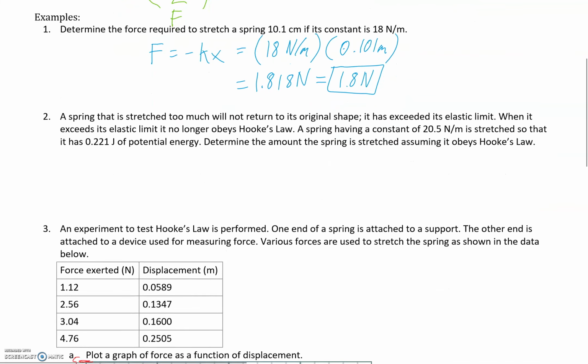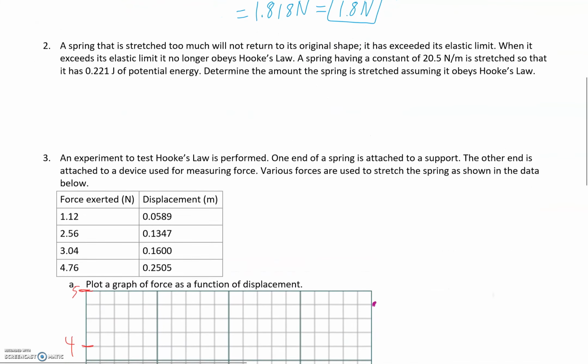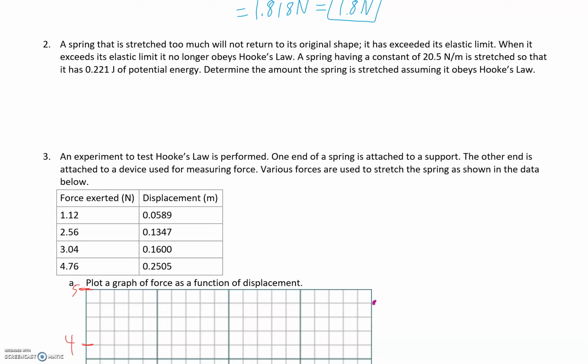All right, let's take a look at the next one. If the spring is stretched too much, it will not return to its original shape. This is called a deformed spring. So once you stretch a spring too far, think about it like a slinky. If you bend a slinky, once you've bent the metal, it no longer retains its original shape. So it has exceeded its elastic limit. That's when it no longer obeys Hooke's law.